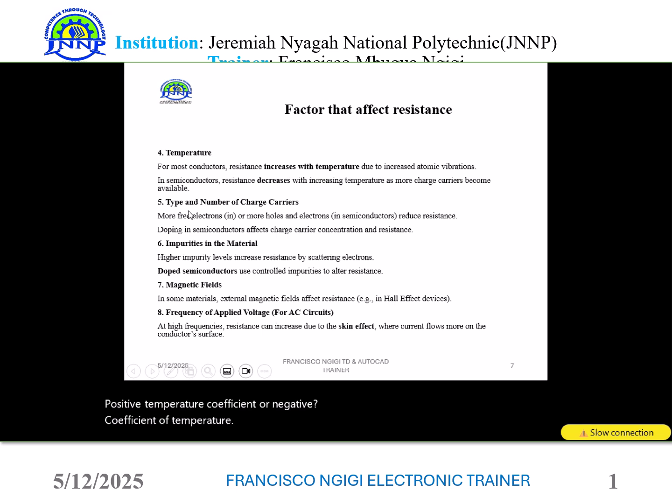Number 5, type and number of charge carriers. Now, we have holes and electrons conducting current. For example, in a p-type, we have more holes than electrons conducting current. In an n-type, we have more electrons than holes conducting current. So, doping in semiconductors affects charge carrier concentration and resistance.